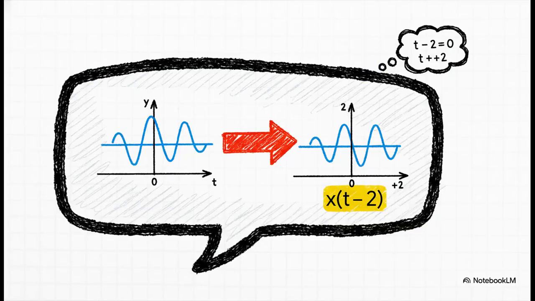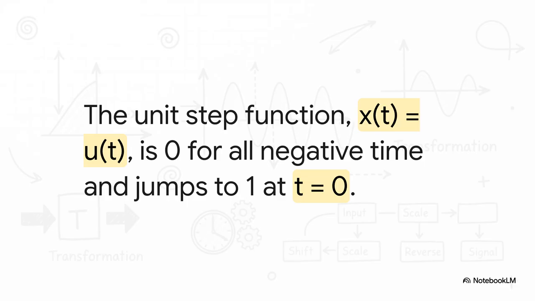Okay, now this is the crucial part. I'm telling you, this trips students up every single year, so listen closely. When you see a minus sign inside those parentheses, like x(t minus 2), it means a shift to the right. I know, it feels backwards, but just think about it this way. For the thing to happen, the part inside the parentheses, t minus 2, has to be 0. And for that to be true, t has to be positive 2. The event now happens later, at t equals 2. So minus means right.